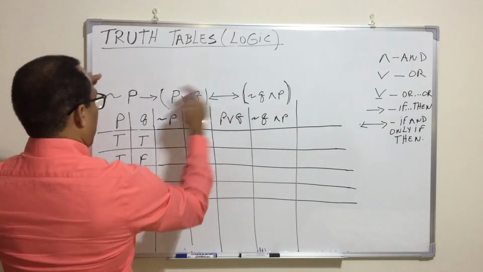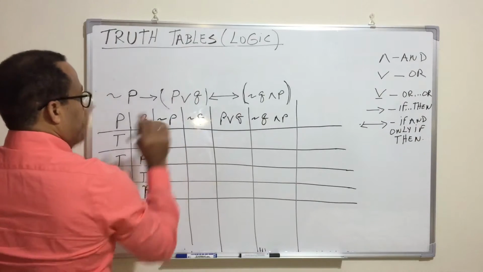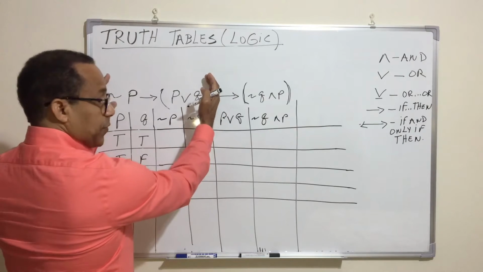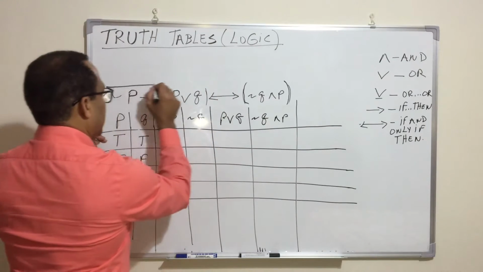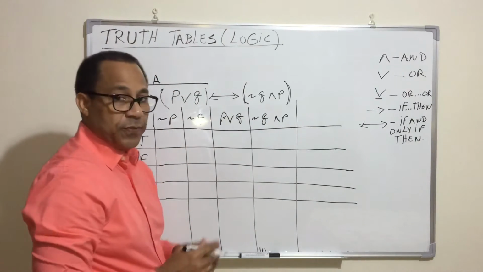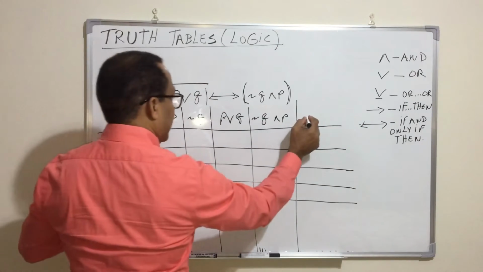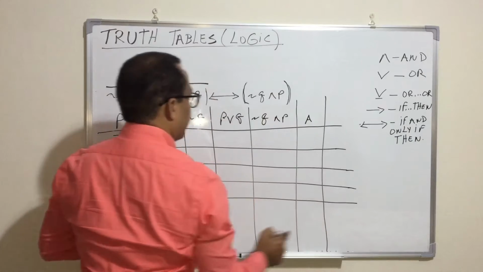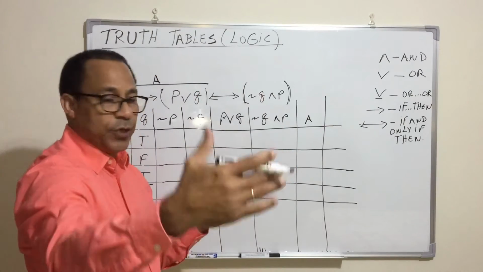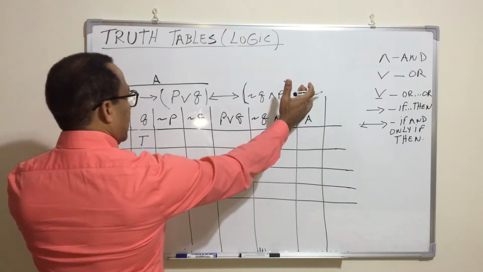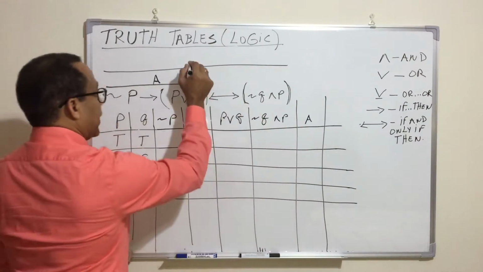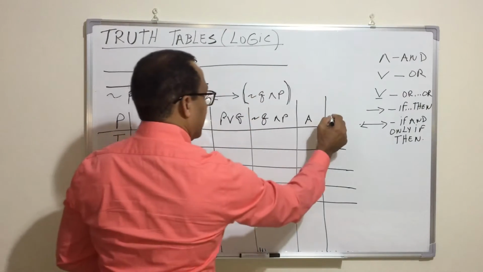And then I have no P implication P or Q. Remember that I already have no P and I have P or Q. Now I need this part of the expression, and I'm going to call it A, for reasons of space. And the last expression will always be the complete expression, which is this one here. Again, I'm going to call it B for reasons of space.